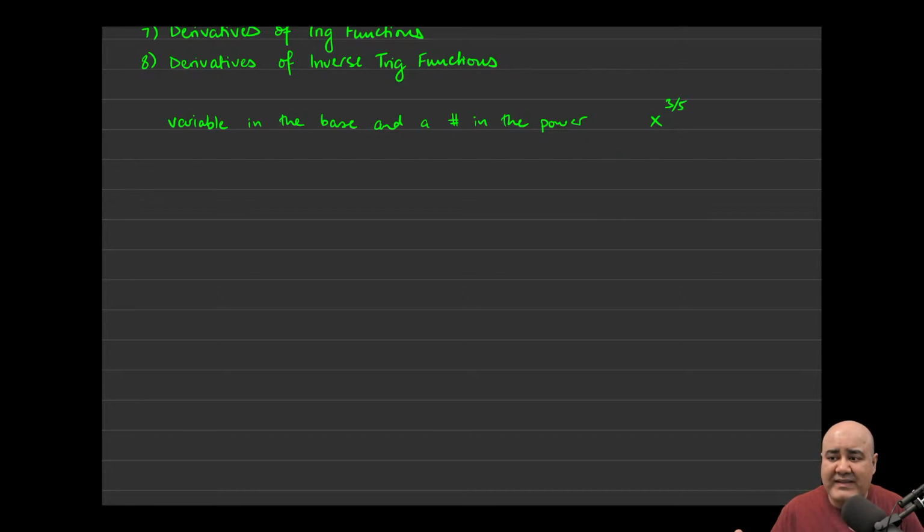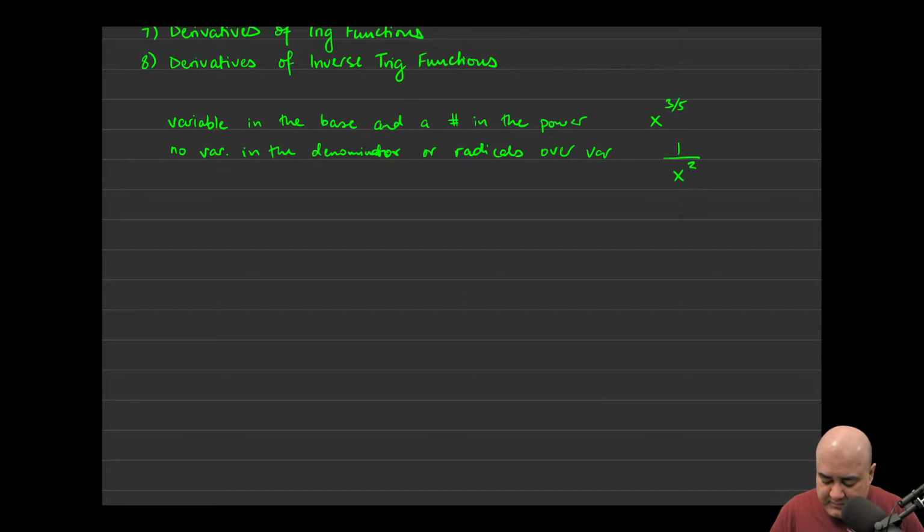There's no restriction on what that number in the power can be. The variable needs to be in the base, and the number, whatever it happens to be, pi, e, 3, 5, -7, has to be in the exponent. Second, there should be no variables in the denominator or radicals over variables. So what you should not have is something like 1 over x to the third.